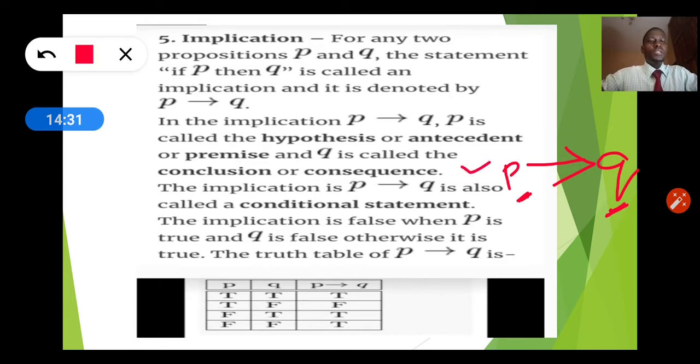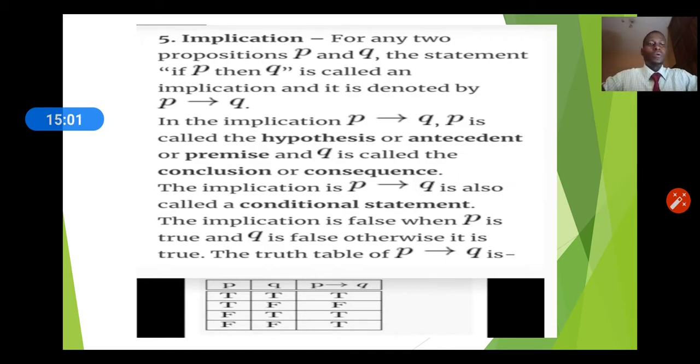So P is a condition for Q to happen. That's the meaning of this. P is a condition for Q to happen, and P is what we call hypothesis or antecedent or premise. The Q that depends on P is what we call the conclusion or consequence. Okay, and the truth value is given below. Good.